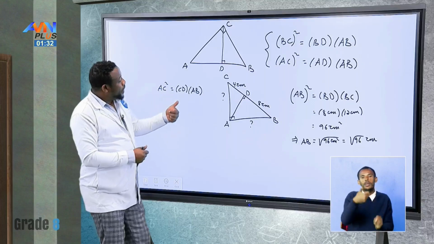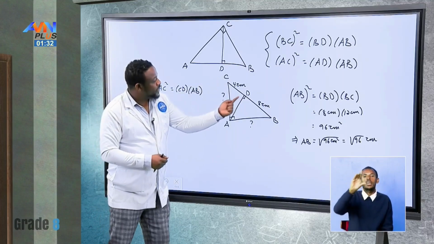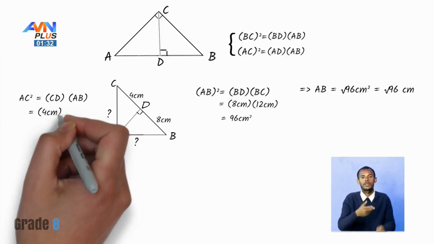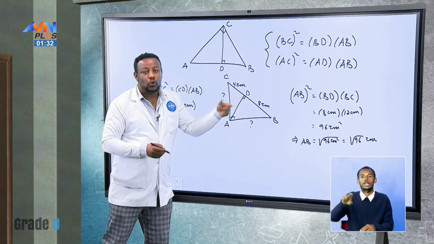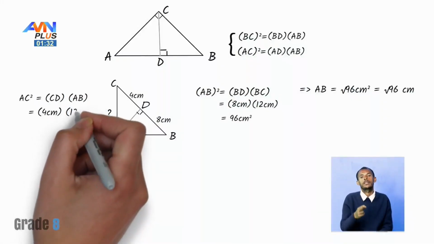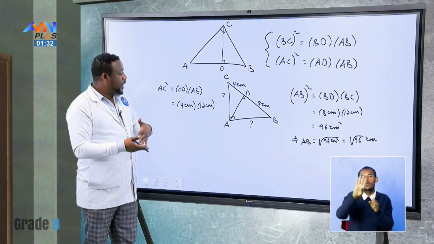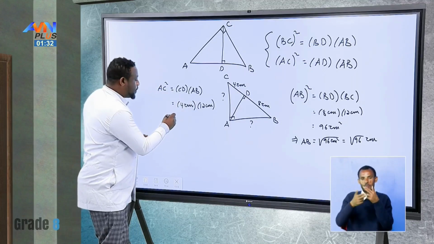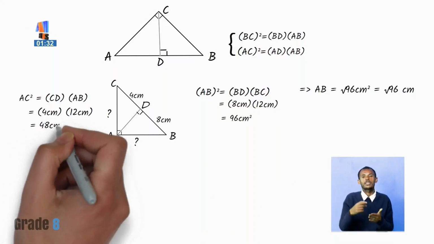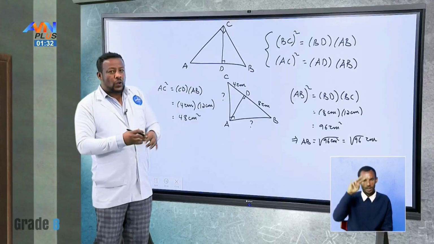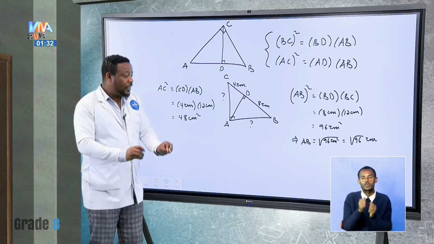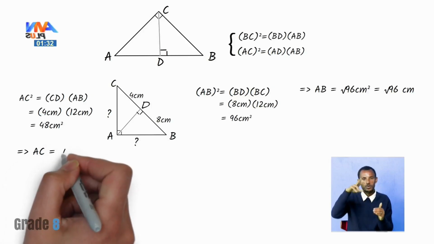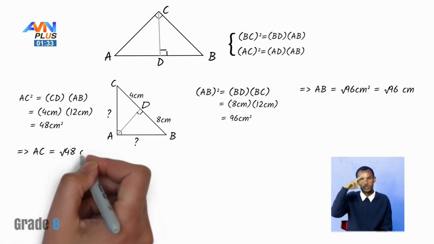So AC square is equal to CD, which is 4 centimeter, times CB, the hypotenuse, which is the sum of these two segments, so which is 12 centimeter. So 4 times 12 is 48, right? Centimeter times centimeter is centimeter square. So this becomes 48 centimeter square. Now you can take the radical of both sides. So AC is equal to square root of 48, and centimeter square can be taken out from the radical.